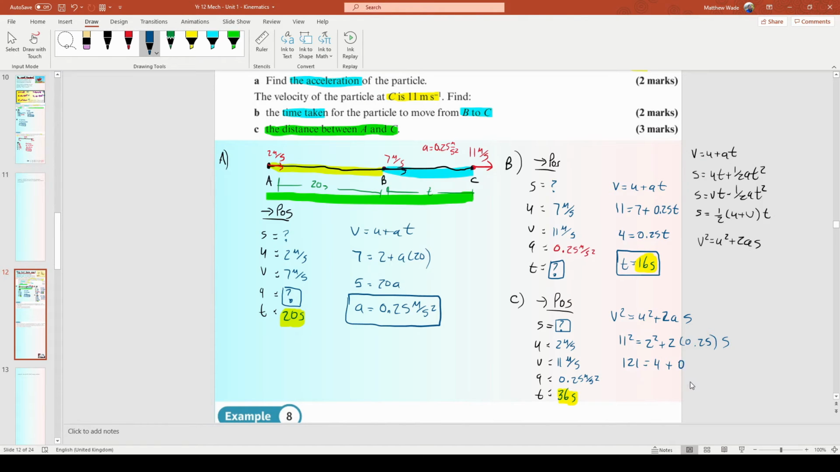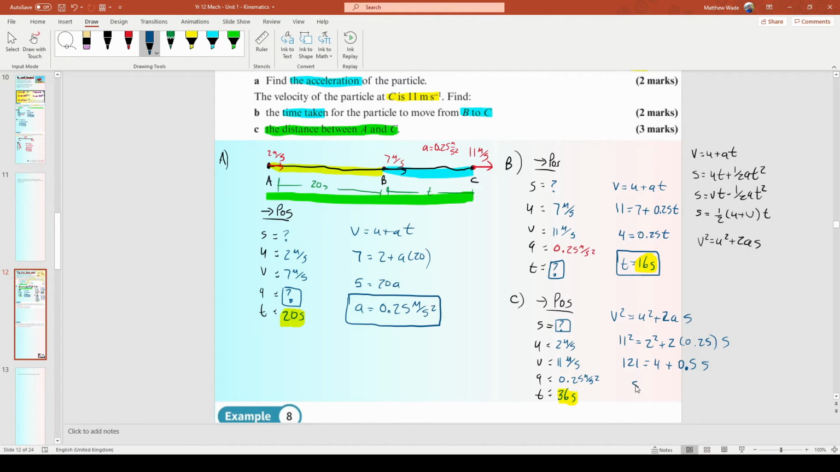Is that 0.25? No, it isn't. Yes, it is. It's 0.5, isn't it? Oh my gosh, I don't know why I'm struggling. 2 times 0.25. Yeah, of course it is. 0.5. Oh, sorry, buddies. Mind blank for a minute there. S. Cool. Work it out.